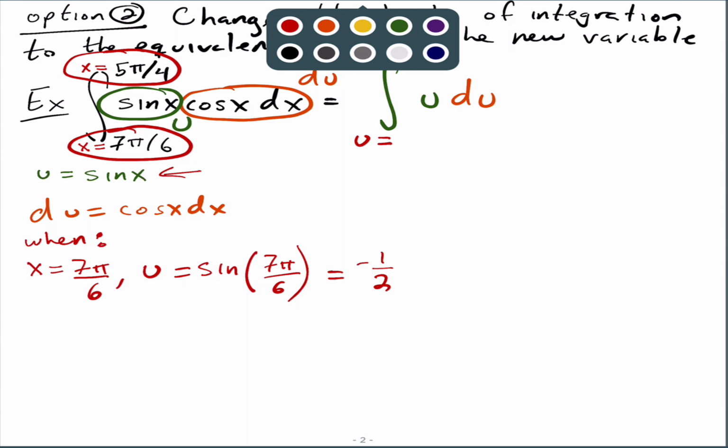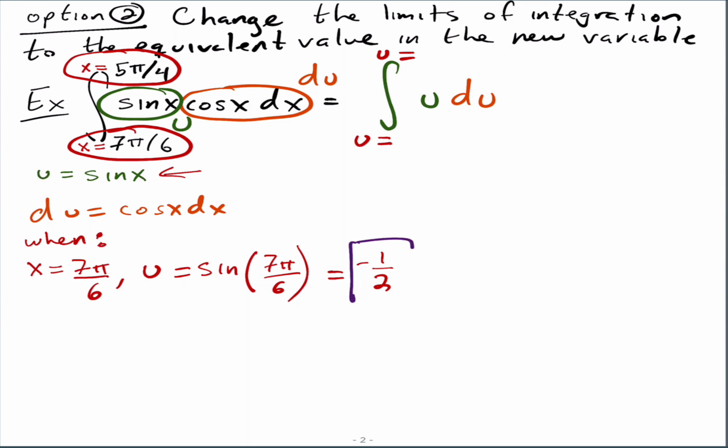Okay, so where's that going to go? That's going to go right here, where the 7 pi over 6 was. So instead of x equaling 7 pi over 6, we have u equals minus 1/2. Does that make sense? The change?